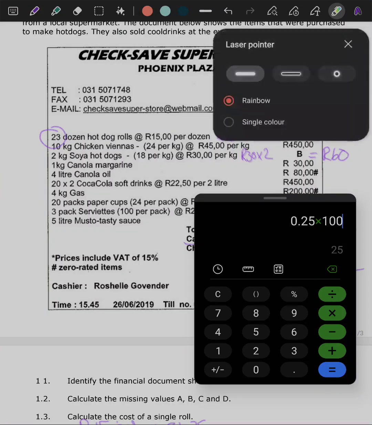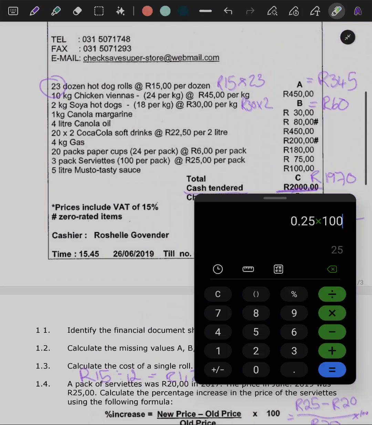So if I go through the list, and the question says you only have to list one, so you can pick which one you're going to talk about. But if I just go down, you could have said hot dogs, you could have said chicken Viennas, soya hot dogs I would accept as well. Canola margarine, yes, that's all right as well. Not oil. Oil can last without going off for quite a while. You could probably keep it almost indefinitely, but it definitely is not going to expire in the short term. Not Coca-Cola, because Coca-Cola can last also for a long time.